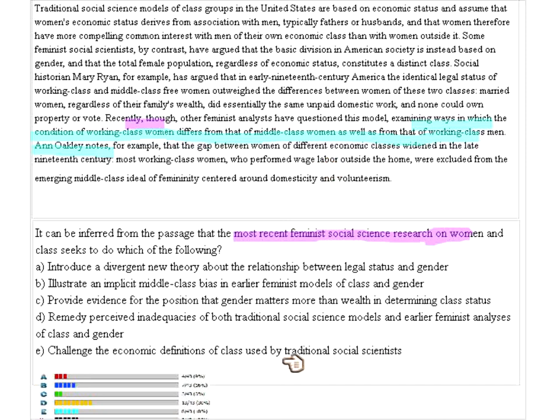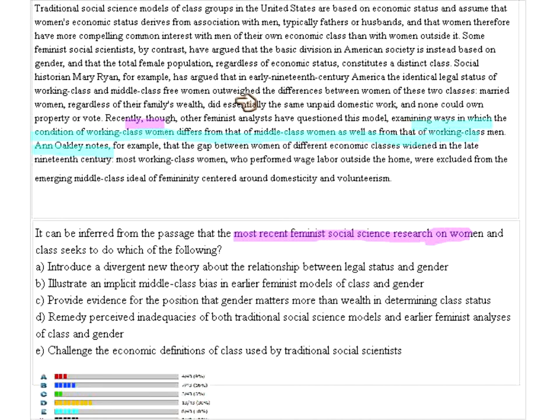The problem with E is that it's not really true. Because if you look at what happens here, basically the traditional models were economic only. Ryan's model and the earlier feminist models were gender only. So these were economic only, these were gender only, these were both. So they've questioned both of the models.